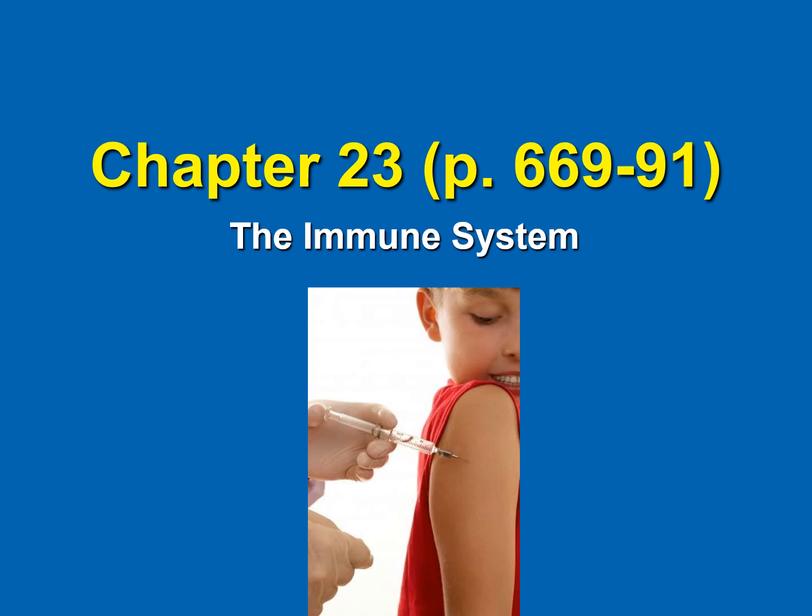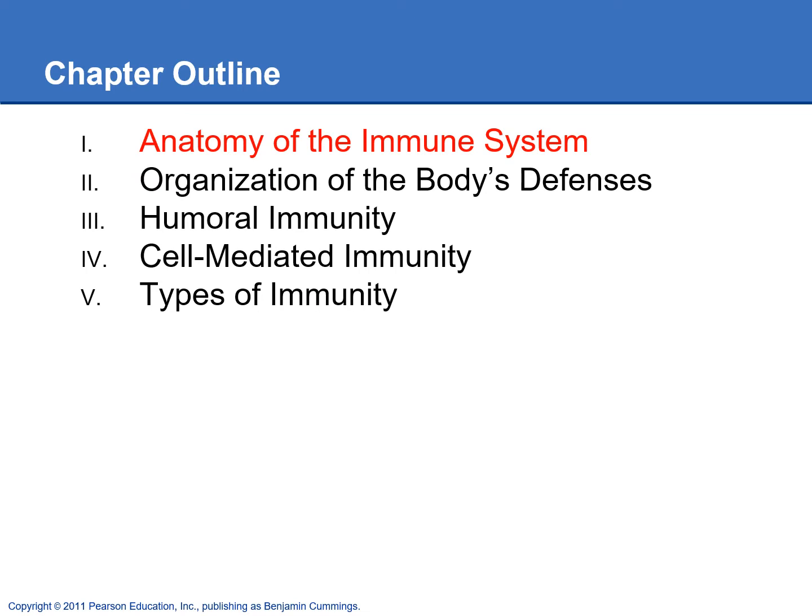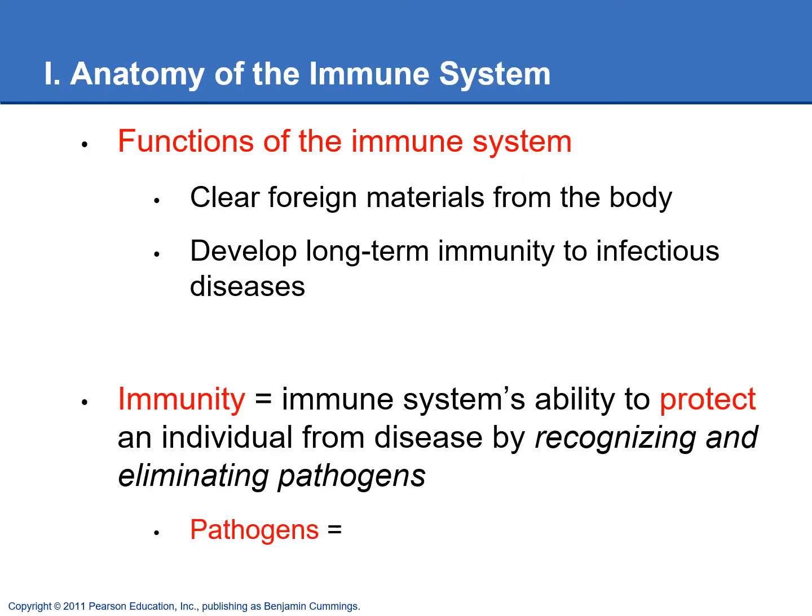Last but not least, we have the immune system. We're going to start by just looking at the anatomy of the immune system, and some of this will be reviewed from chapter 15. The two functions of the immune system are to clear and get rid of anything that doesn't belong in the body, and then also to develop long-term immunity to protect us from getting infected again.